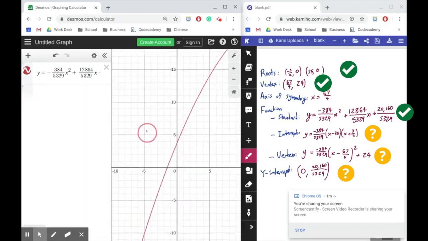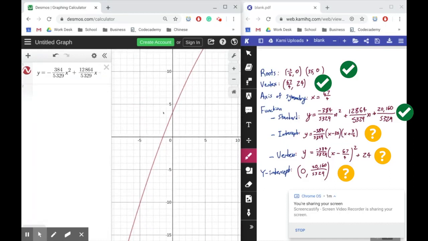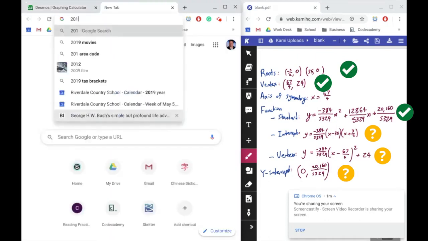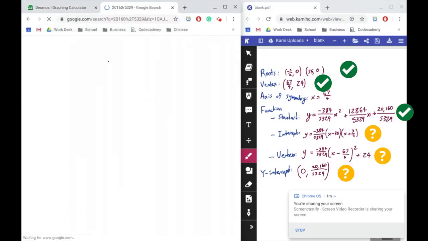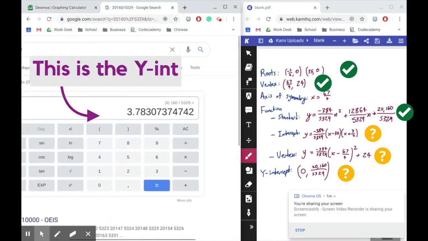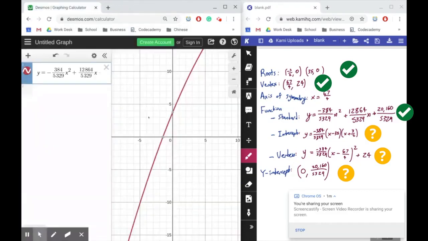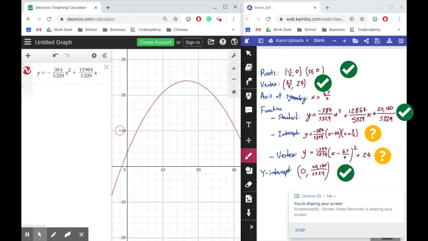And now the y-intercept, which I can't believe, 20,160 over 5329 is the simplest form. It's crazy. So let me just calculate real quick. If that is indeed the right answer, 5329. So we have 3.783 here, and we have 3.783. So I did correctly do the y-intercept as well.